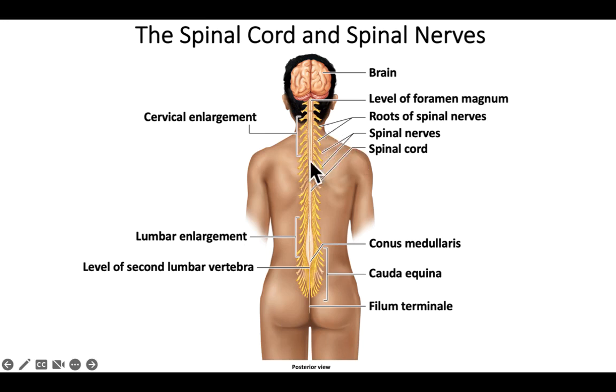As we go down, we see the pairs of spinal nerves. Again, 31 pairs of spinal nerves. We see, not very well, but we can see the roots. We'll take a better look at that.